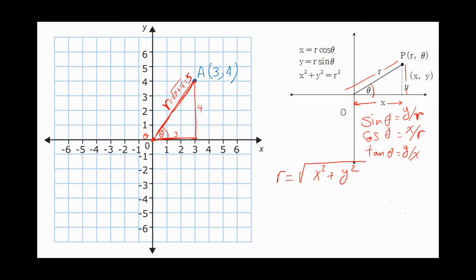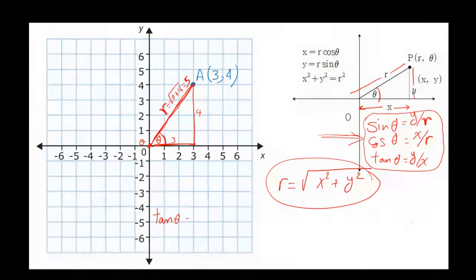That's right. Great. These are very important rules: the rule of Pythagoras and the rules of sine, cosine, and tan. We can get theta easily from sine or cosine or tan. Usually I use tan because it's the easiest one. Tan theta equals y over x.